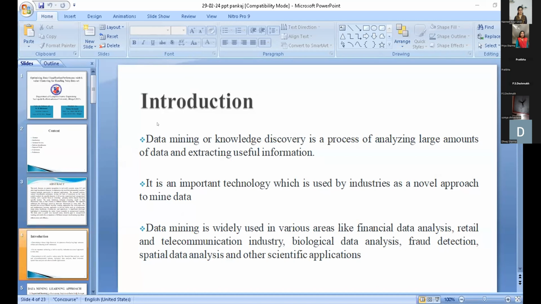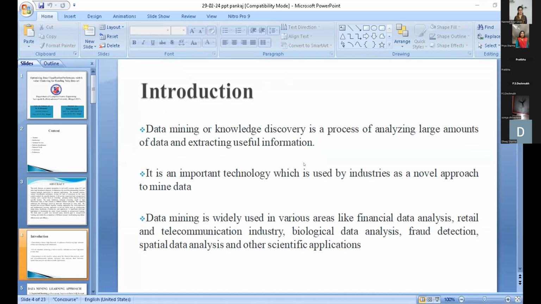Introduction part, data mining or knowledge discovery is the process of analyzing large amounts of data and extracting useful information. Again, it is an important technology which is used by industries as a novel approach to mine the data. In industries, there is a large, vast type of data available, but every data is not useful for us. We are dealing with only the wanted data. So we can apply the data mining techniques.